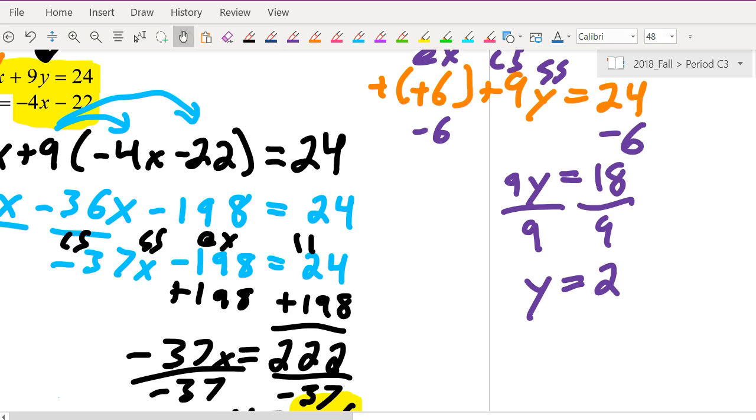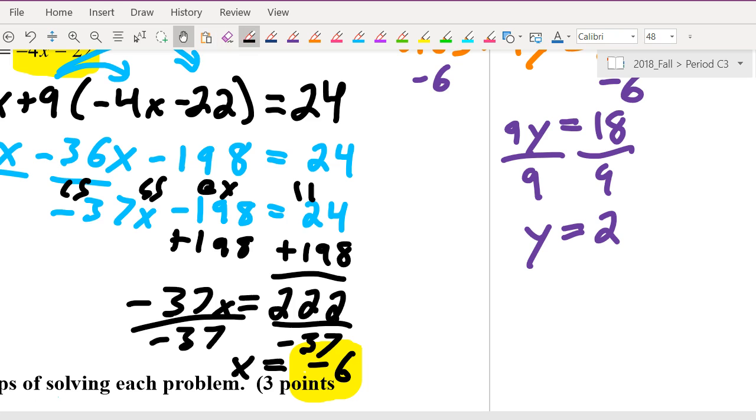Okay, good. So we don't write our answer like that. We need to write it like negative 6 comma 2. And be careful that you don't write them out of order. The x has to go first. Right.